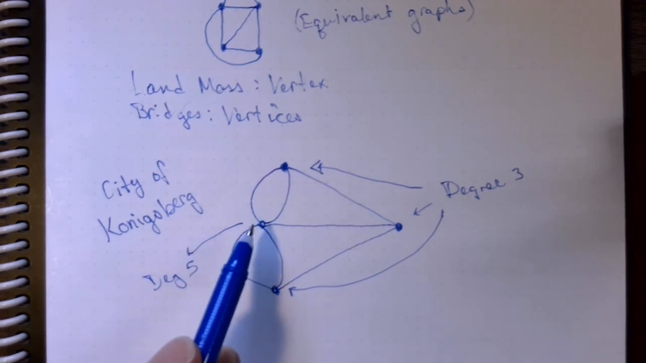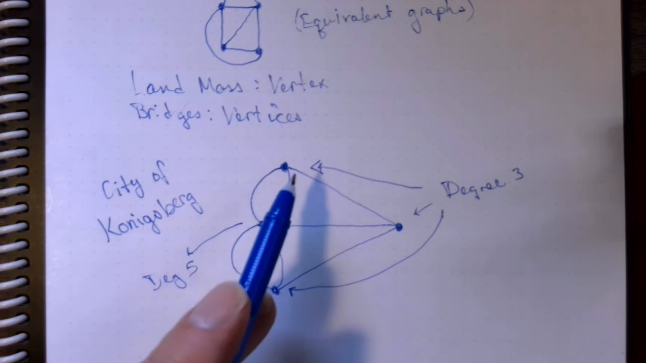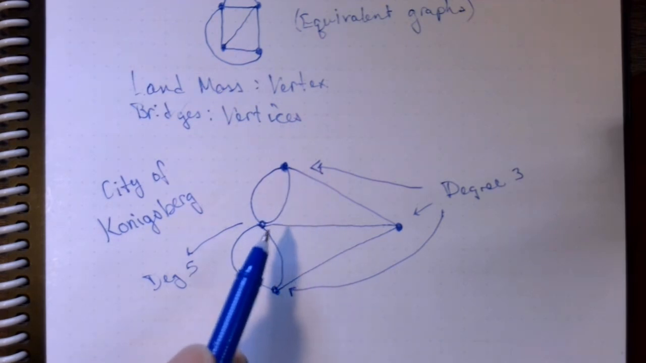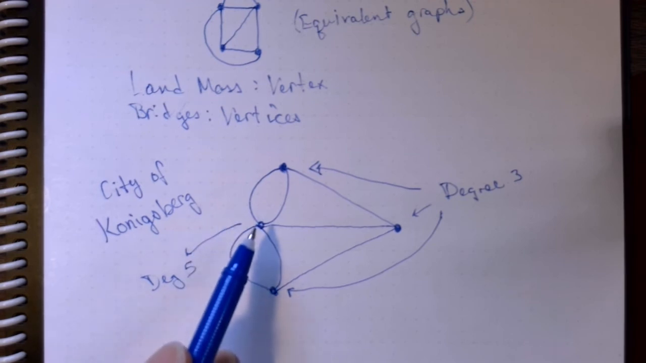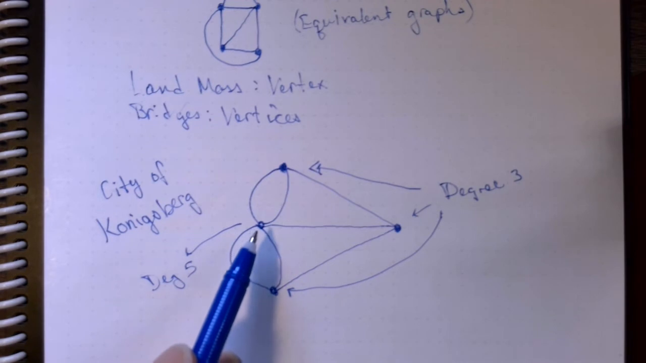Let's say you lived on the center island. You'd have to come out, come back, go out again, come back again, and then leave again. So if you lived on the center island, you run into the same problem. You wouldn't be able to end your trip on the center island.